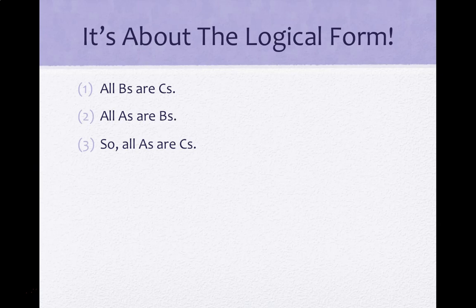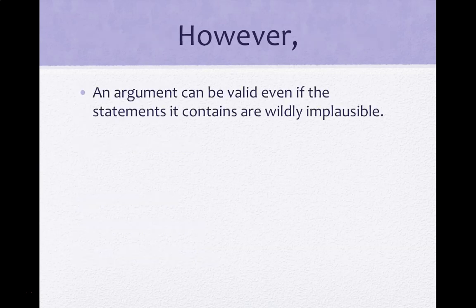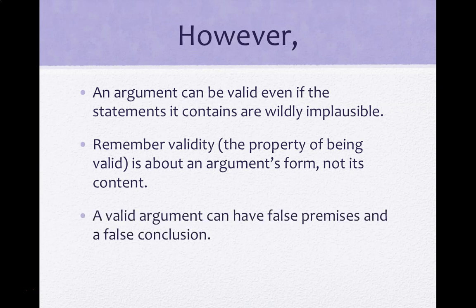But to look at the form again in one of the previous arguments we just looked at: all fish swim, all B's are C's; all sharks are fish, all A's are B's; so all sharks swim, so all A's are C's. However, as I've said, an argument can be valid even if the statements it contains are wildly implausible. So remember that validity, which is the property of being valid, is about an argument's form, not its content. Okay? A valid argument can have false premises and a false conclusion, yet it can still have the right form.